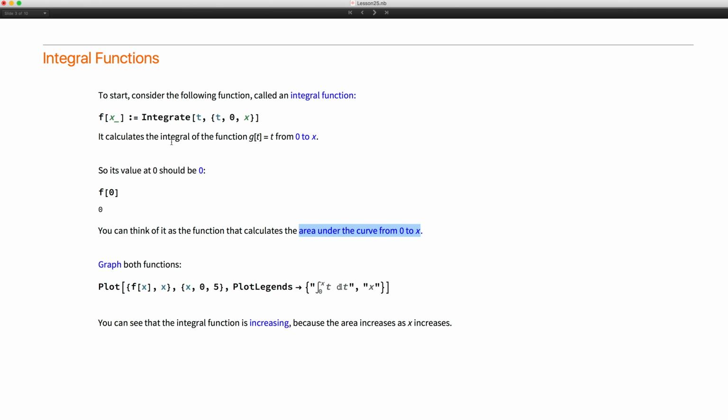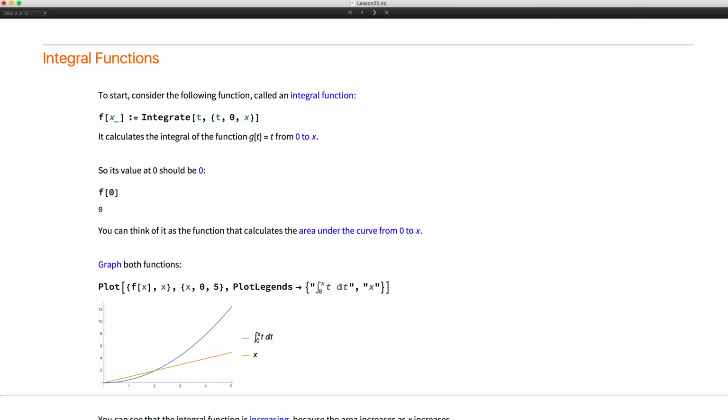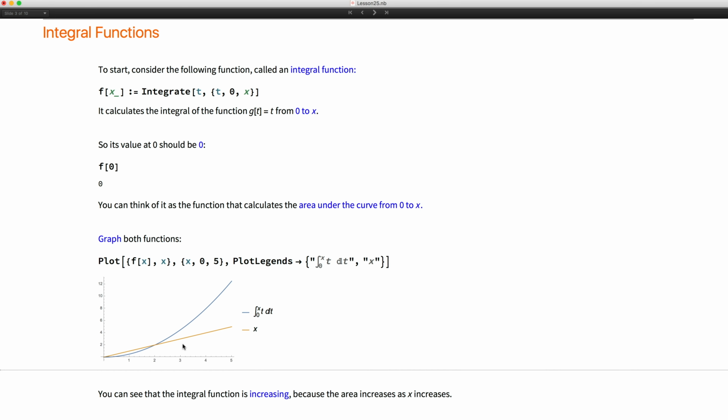And in general, it calculates the area under the curve from 0 to x. So that's the integral function f of x, and here is a graph of the function and x. And what you notice is that as x increases, the value of this function also increases because the upper limit over here increases. So the integral function is increasing because the area increases in this case as x increases.